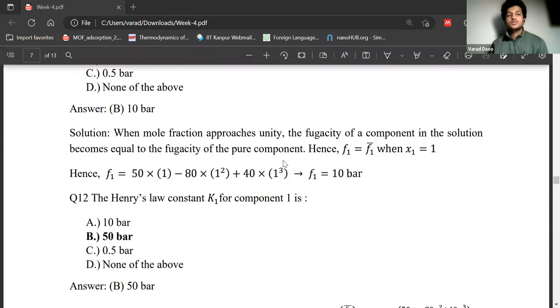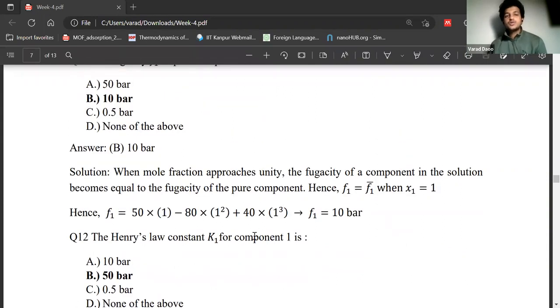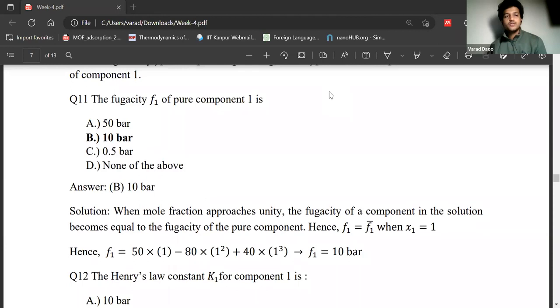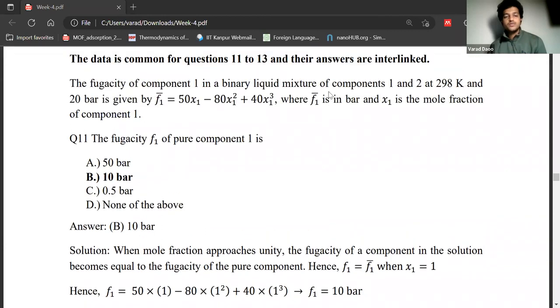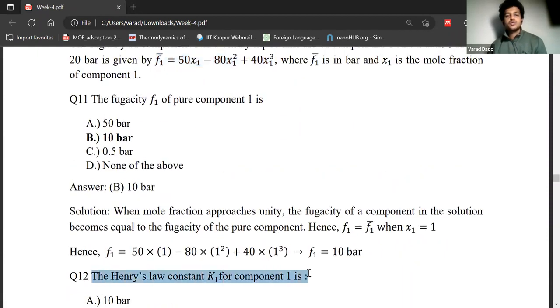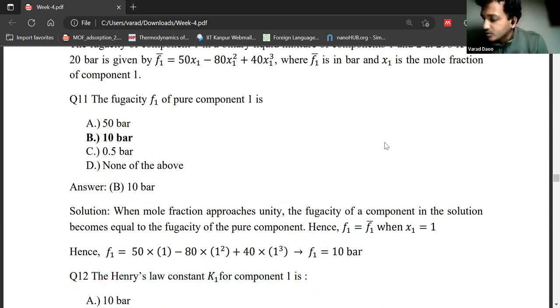The next question: we are asked to find Henry's law constant for component 1. These are the options: 10 bar, 50 bar, 0.5 bar. The expression for F1 bar is the same as given above. So this is the expression for F1 bar, and we are asked to find the Henry's law constant. I'll give you a couple of minutes to try the question.